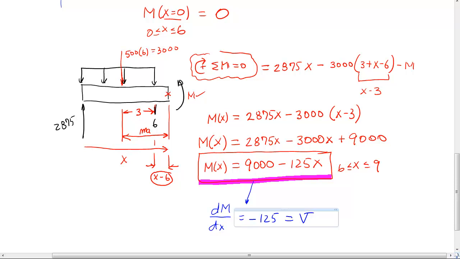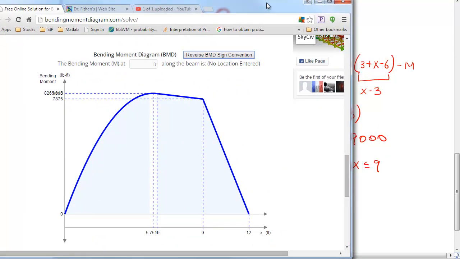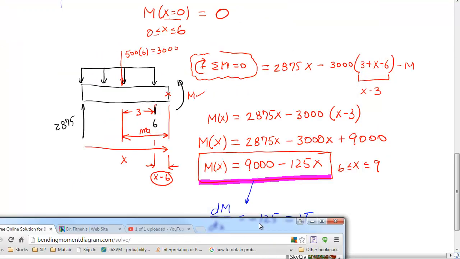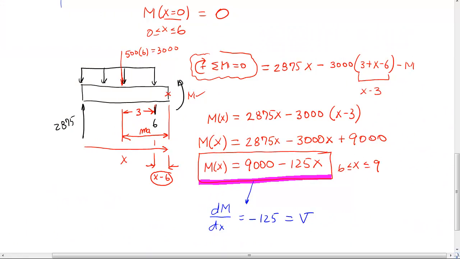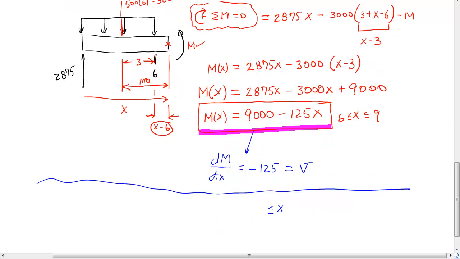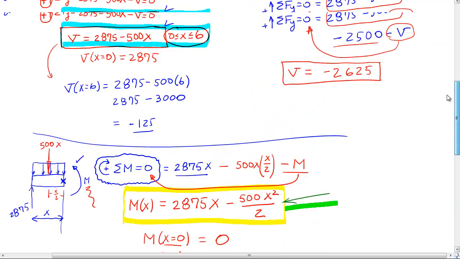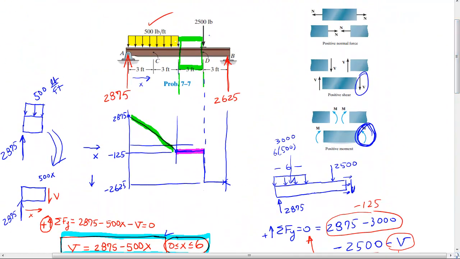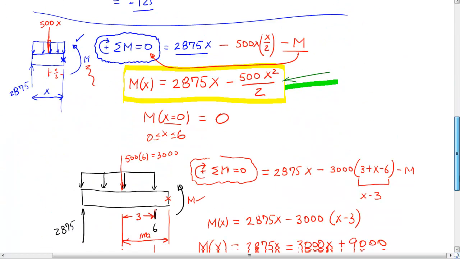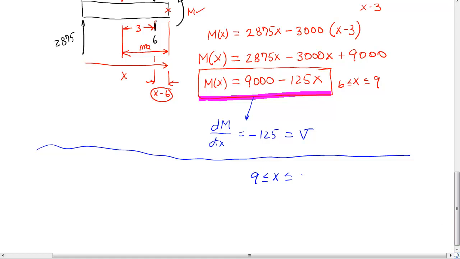Let's finish this up. Now, I know from looking at this diagram, the moment ends up at the very right end equaling 0. But let's go ahead and go through this. Okay, sorry about that. So x, in this case, we're going to look at is between this 9 and the 12. So it's got to be between 9 and 12.